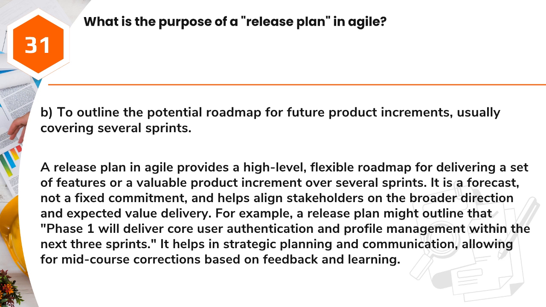Answer: B. To outline the potential roadmap for future product increments, usually covering several sprints. A release plan in Agile provides a high-level, flexible roadmap for delivering a set of features or a valuable product increment over several sprints. It is a forecast, not a fixed commitment, and helps align stakeholders on the broader direction and expected value delivery. For example, a release plan might outline that Phase 1 will deliver core user authentication and profile management within the next 3 sprints. It helps in strategic planning and communication, allowing for mid-course corrections based on feedback and learning.